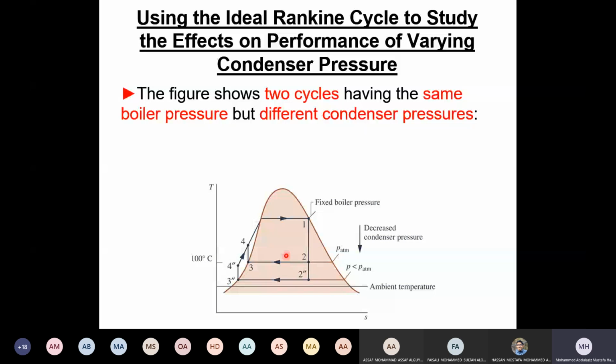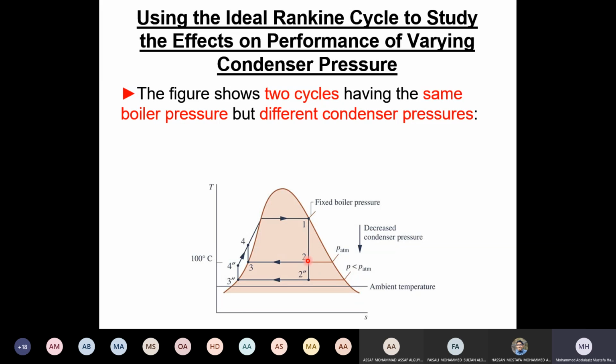All right, let us see the advantage. The advantage here is that you have improved the power. How about the efficiency? Did I improve the efficiency or not? Remember, the power increased, but the heat added also slightly increased.